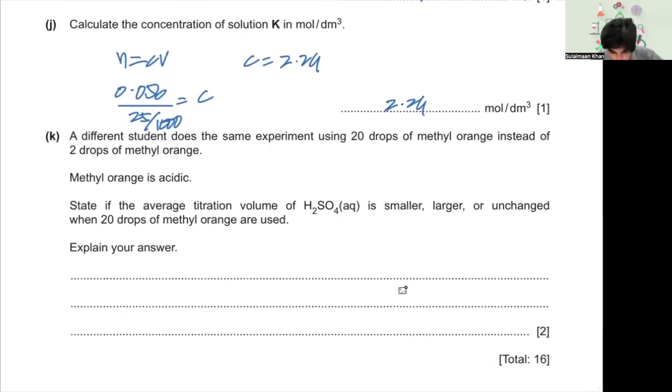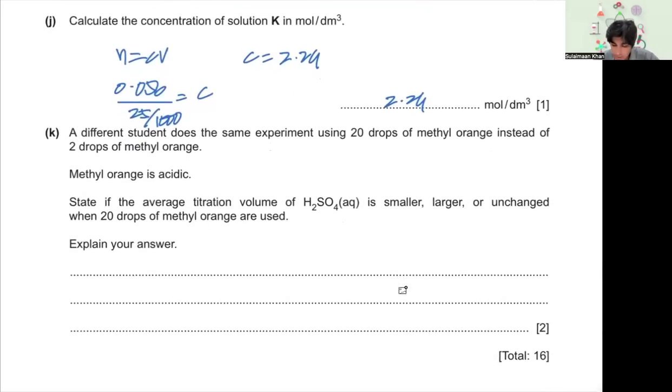A different student does the same experiment using 20 drops of methyl orange instead of 2 drops of methyl orange. And that's not good. Because, and he says methyl orange is acidic. उसने आपको बता भी दिया कि methyl orange is acidic. So if methyl orange is acidic, go back to your experiment and think what's happening. From the top, you are adding what? H2SO4. You're adding the acid from the top. And at the bottom, in the conical flask, you have the alkali, right?